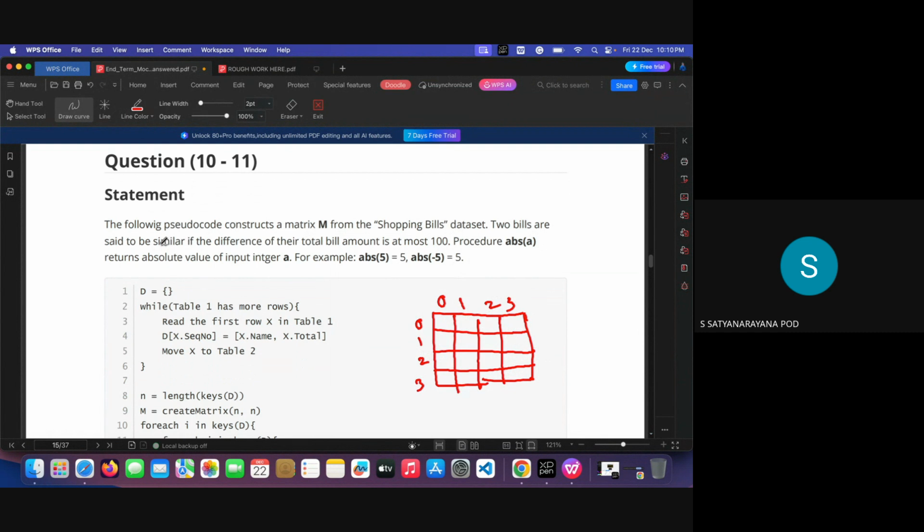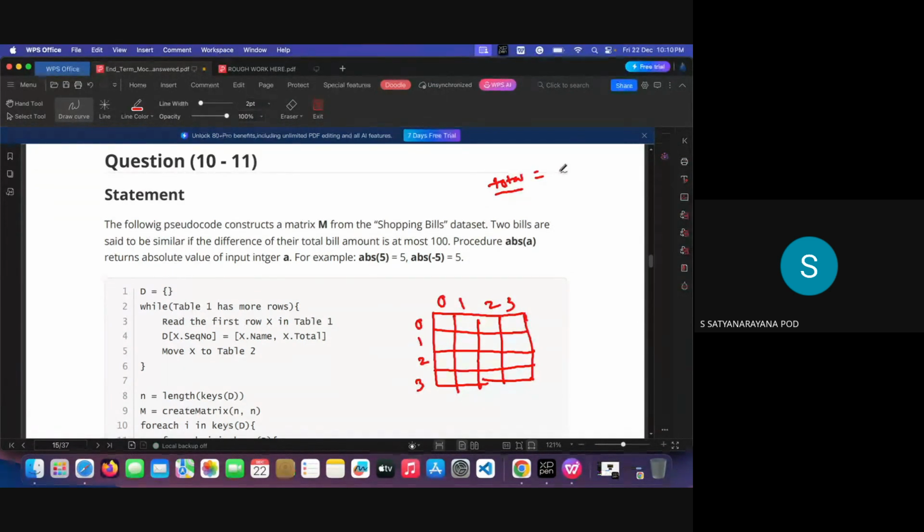The 2 bills are said to be similar if the difference of their total bill amount is at most 100. At most 100 means less than or equal to 100. So the procedure absolute returns that. For the absolute value, I'm talking about the total only. Total is only one particular field of the bill.